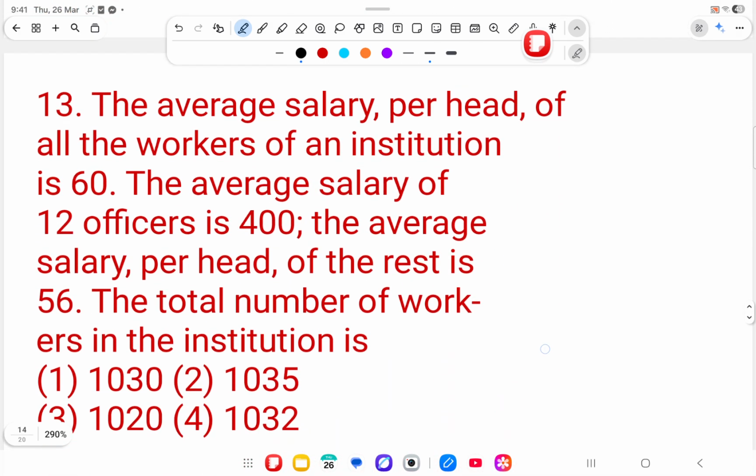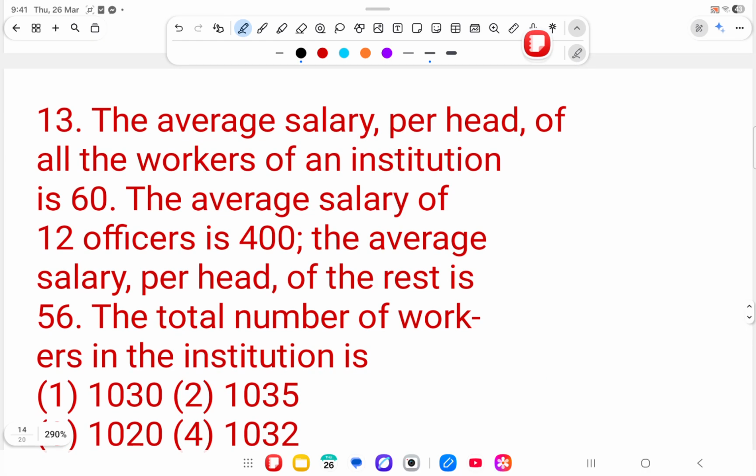Then next, the average salary per head of all the workers of an institution is 60. The average salary of 12 officers is 400. The average salary per head of the rest is 56. The total number of workers in the institution is, okay. Can we do alligation here?